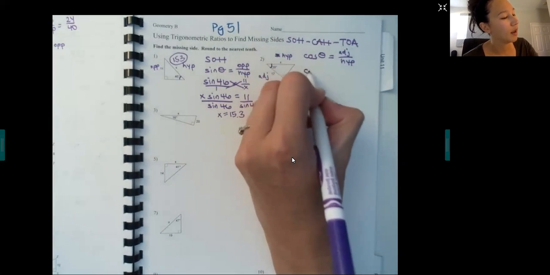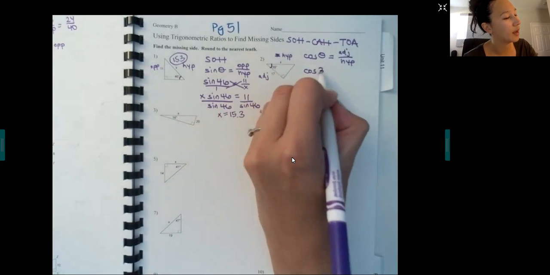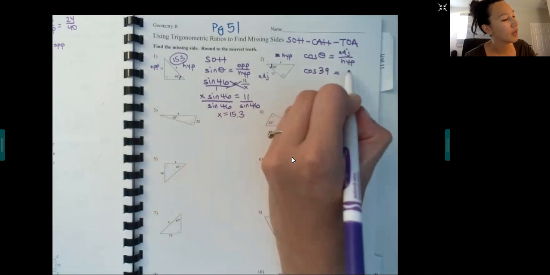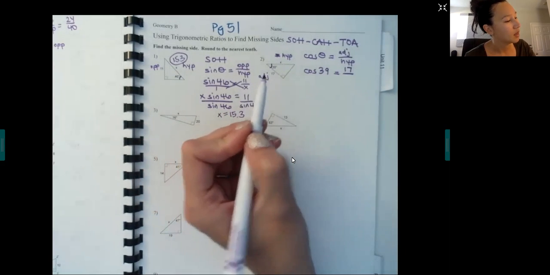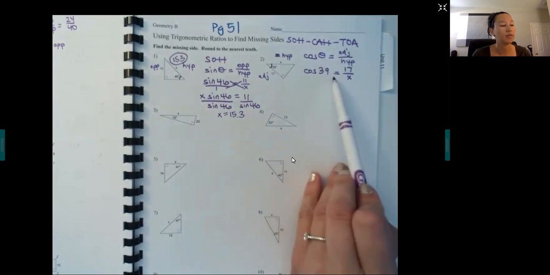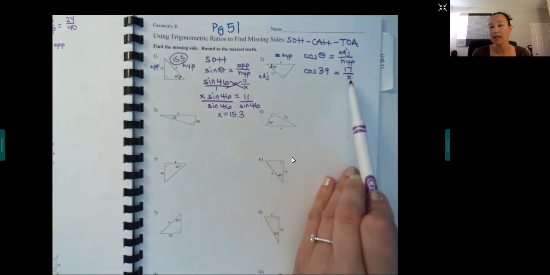So we'll plug in our angle, which is 39, equals the adjacent side, which is 17, divided by the hypotenuse, which is x. And then I'll pause there. Any questions how I got cosine of 39 equals 17 over x?